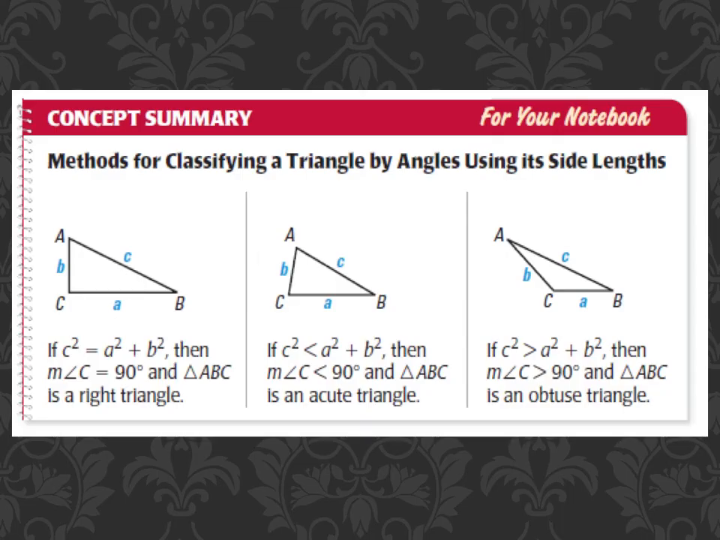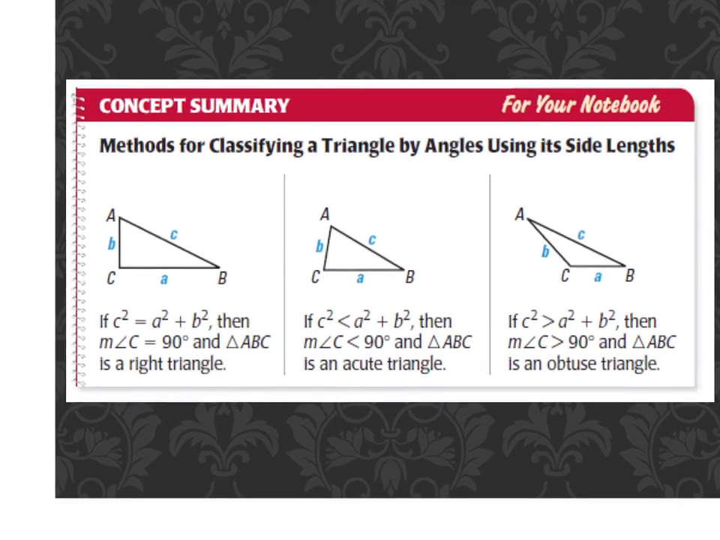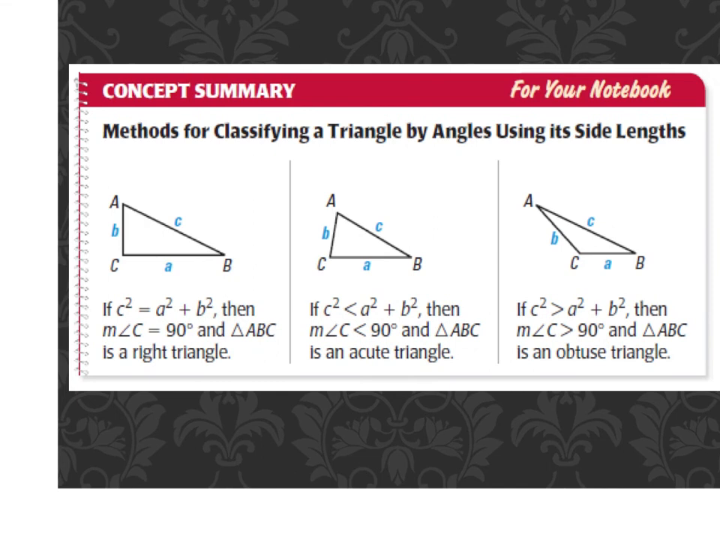And the last slide is just a summary of these three things. So remember when c squared equals a squared plus b squared, it's a right triangle. When c squared is smaller than a squared plus b squared, it's acute. And when c squared is larger, then it's obtuse. So that's just a little summary. So this is all of the notes now for 9.1.